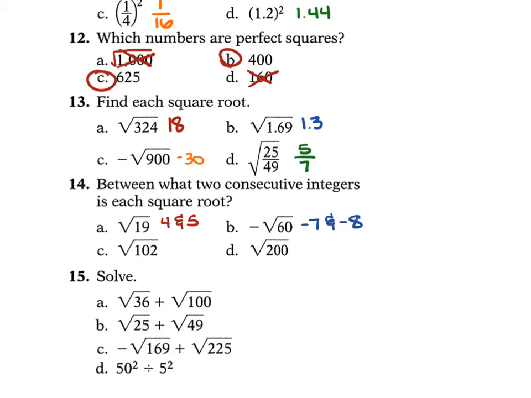For C, we have the square root of 102. So 102 falls between the two perfect squares of 100 and 121. So that would be 10 and 11. D, we have 200.